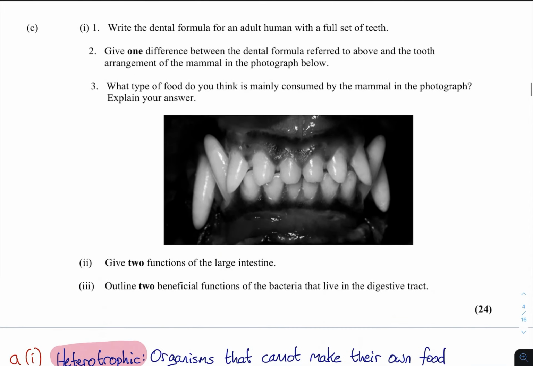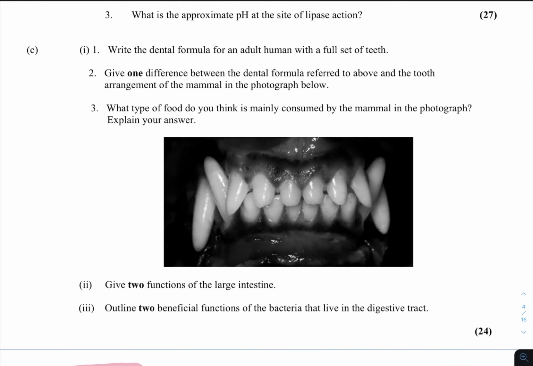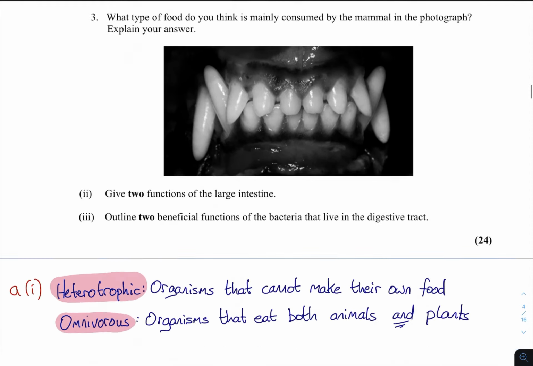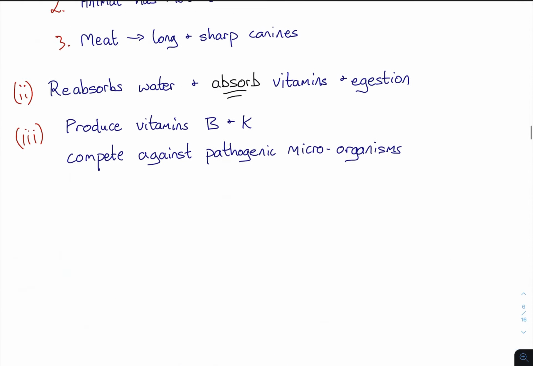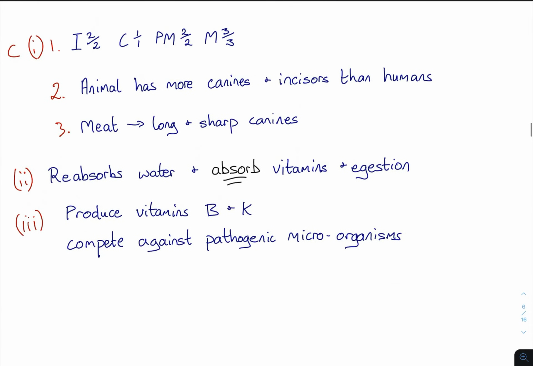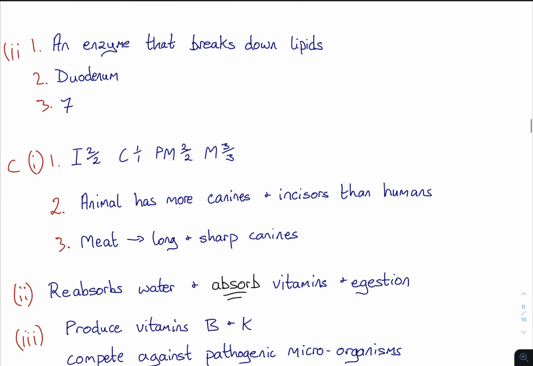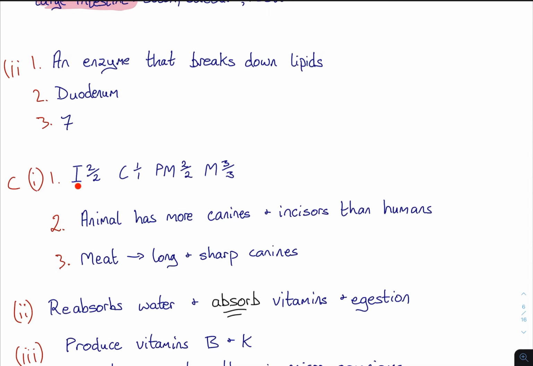Okay, the last part of this question is about the dental formula. So write down the human dental formula for us. Okay, so that's your incisors, your molars, premolars, and canines. So this is here. So I is 2/2, C, canines, 1/1, premolars 2/2, molars 3/3. And we know that's like half the mouth, top and bottom. So we have 2 incisors on top, 2 incisors on the bottom.